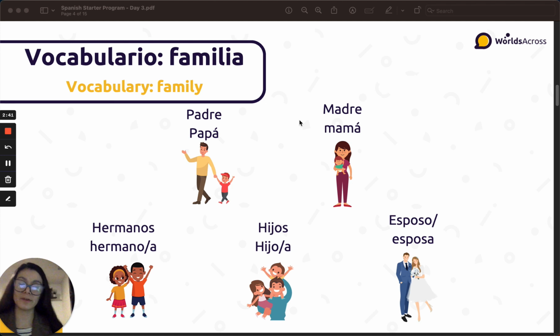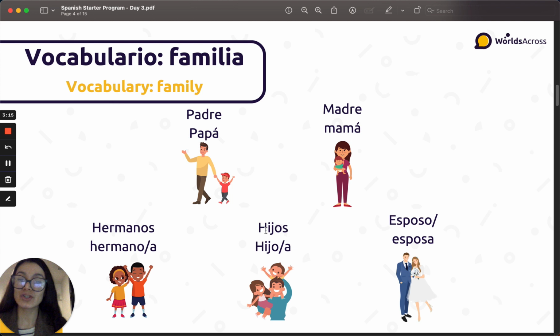So it's very simple vocabulary for us to describe the people around us, the closest to us. So we have here padre or papá, father or dad, madre, mother, mamá, mom, yes? Hermanos, siblings. We say hermano for brother and hermana for sister. So here we have a if it's female or o if it's male. You see a pattern right there, right? Then we have hijos, which means children, and we say hijo if it's a son or hija if it's a daughter, okay? Then we have esposo and esposa, which means husband and wife, right? Also ends with o and a. Muy bien.